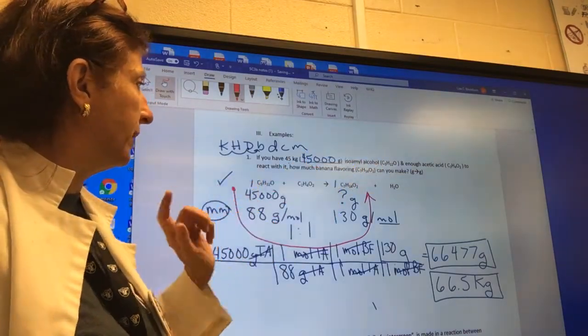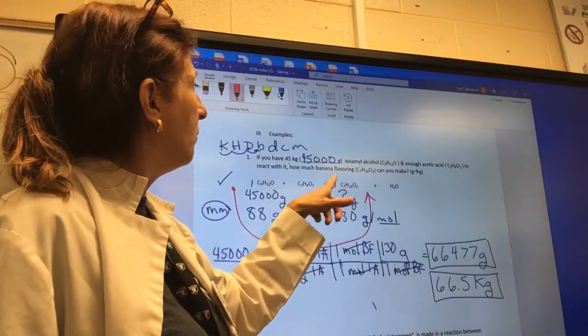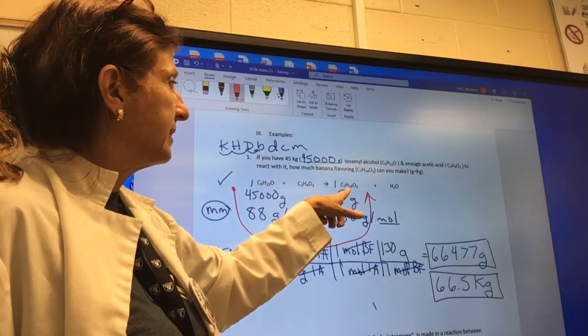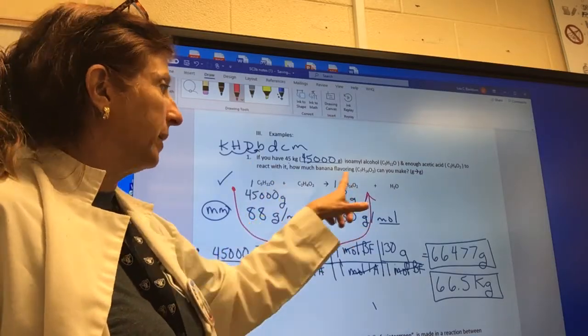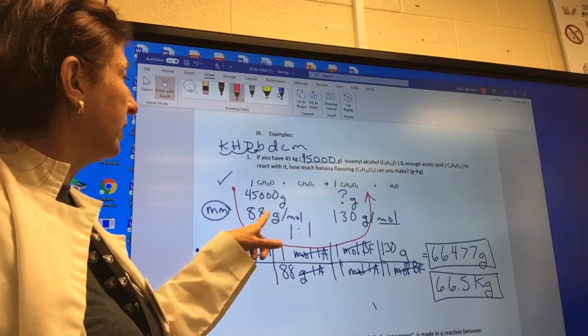We have to look and see what it is. And what we don't know is how much banana flavoring, C7H14O2, we can make. So that's what we know and what we don't know. Then we look up the molar mass.